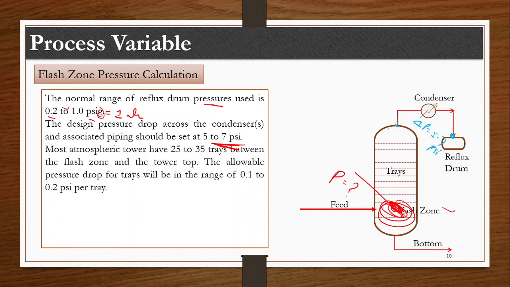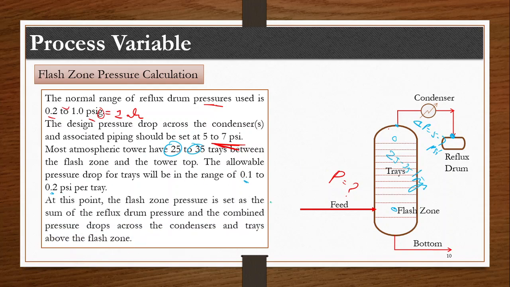And then most atmospheric columns have 25 to 35 trays. These trays are between the flash zone and the tower top. So from this portion to this portion there are 25 to 35 trays, and per tray there is a pressure drop of 0.1 to 0.2 psi. So we can find out the total just by multiplying the number of trays and the pressure drop for each tray. For example, let us assume the pressure drop across the trays is 5 psi.